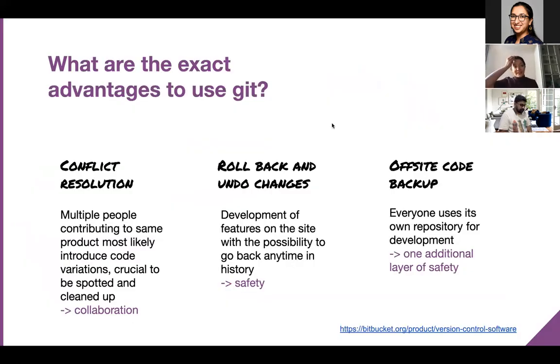Okay, so what are the exact advantages? How to deal with Git, or actually using version control? I put down the reference on the slide, a Bitbucket, which I think summarized it pretty well. Conflict resolution, rollback and undo changes, and offsite code backup. So in the end, these are all additional safety net layers to help you keep your code working while developing new things, and which makes things even more complicated with other people together.